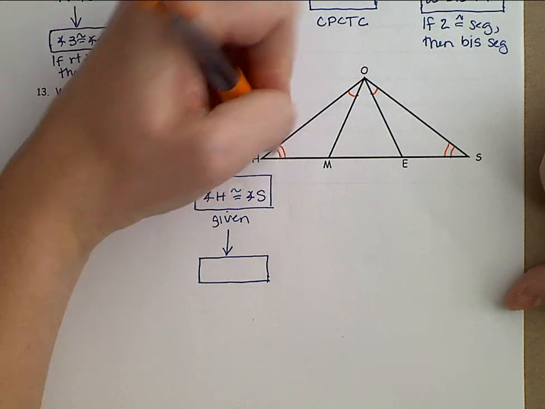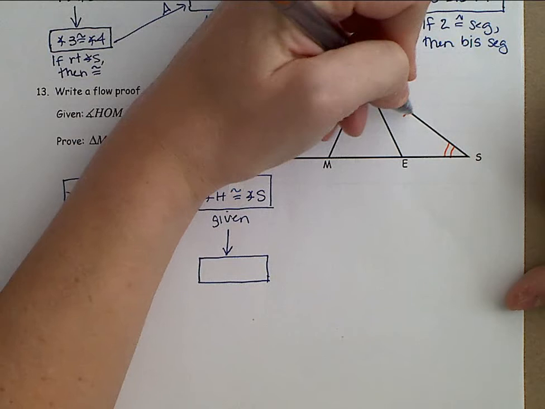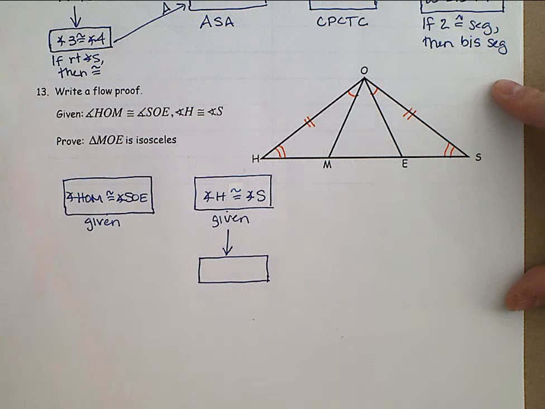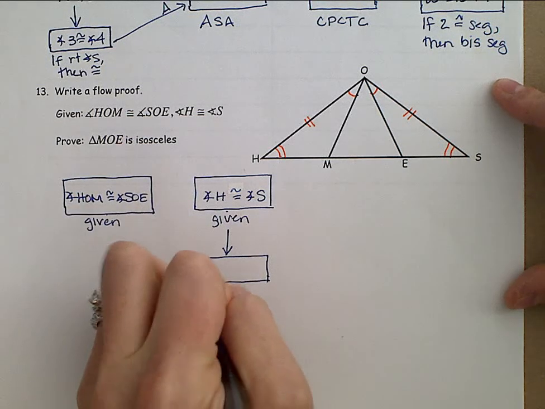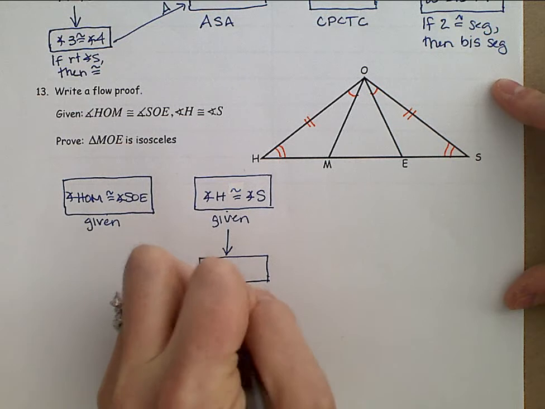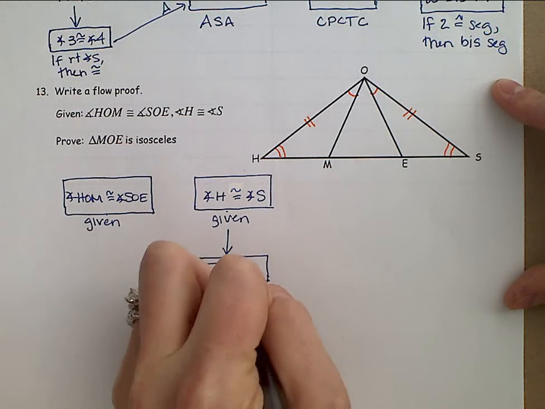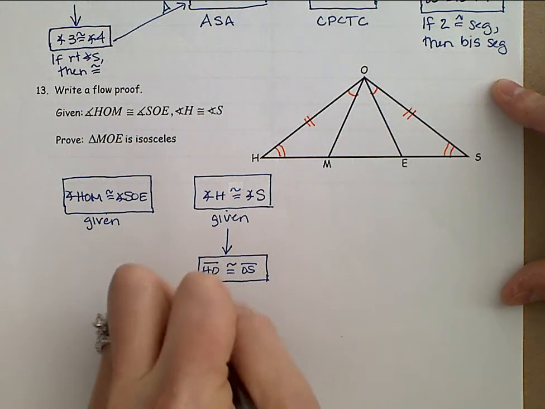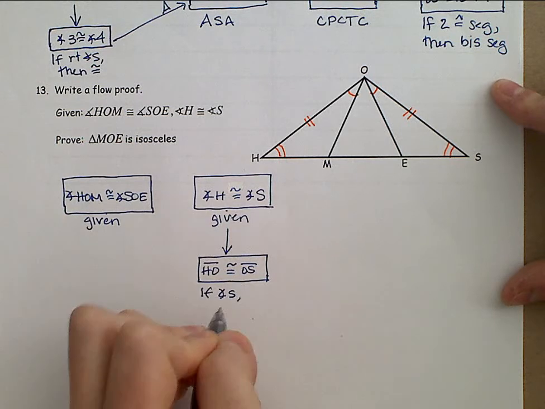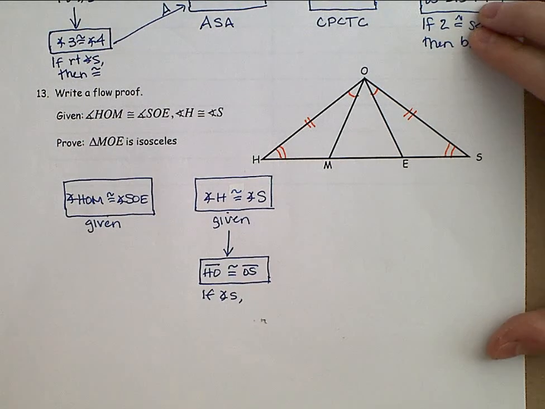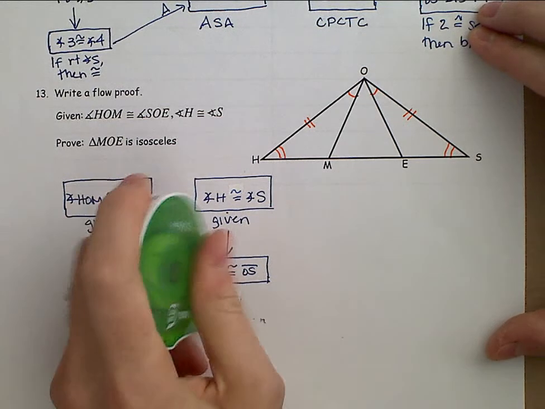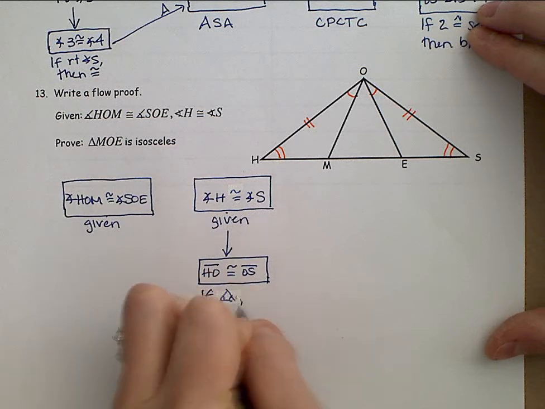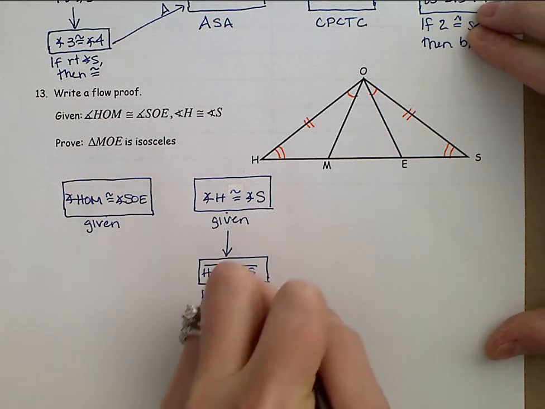So across from H is OS. Across from angle O is HO. Okay, so those are the two congruent pieces. So you can say segment HO is congruent to segment OS. The reason here from yesterday, if angles, oops, that's not actually how we write it. From yesterday we wrote the little triangle symbol, the angles marked. So if angles, then sides. Okay.